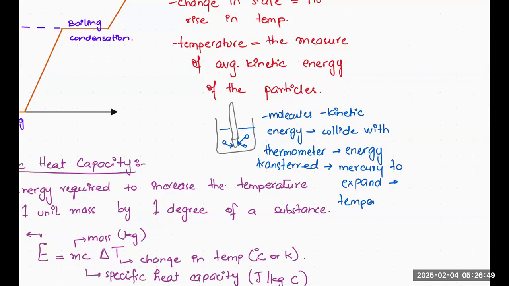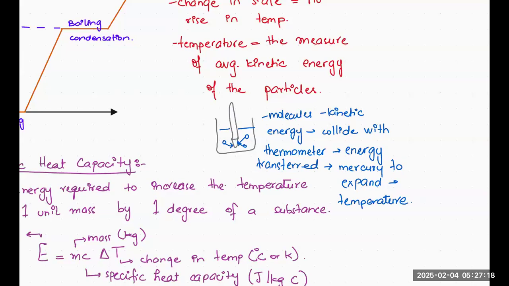So now, if you heat up the water, the molecules will gain more kinetic energy, more collisions with the thermometer, more energy is transferred, so the mercury will expand more and you will record a higher temperature. Okay, so temperature is a direct measure of the kinetic energy of the molecules. The more kinetic energy the molecules have, the more temperature you are going to end up recording.